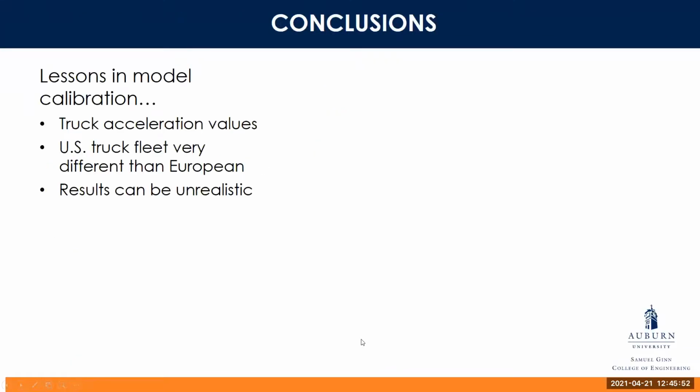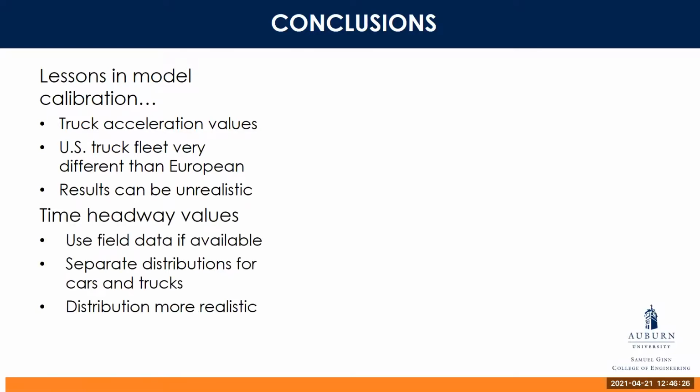So to kind of wrap up the work that was done at Auburn as part of the study, some of the lessons that we learned in model calibration, it's pretty important to look at your truck acceleration values. If we leave those with the default values in VISSIM, we are representing trucks being able to accelerate a lot more quickly than they actually can here in the US because of differences in the truck fleet. And that can lead to unrealistic results and also make the model more difficult to calibrate than if we go ahead and change the truck acceleration values to reflect the fleet that we have here in the US.